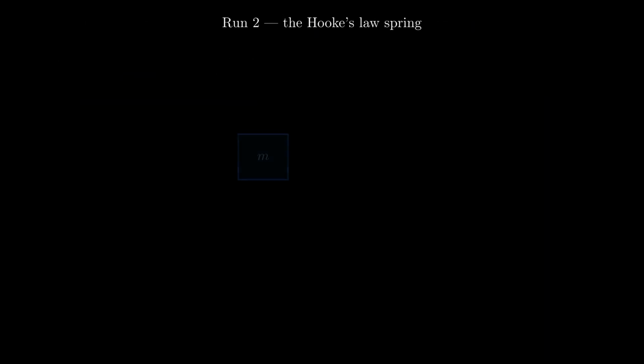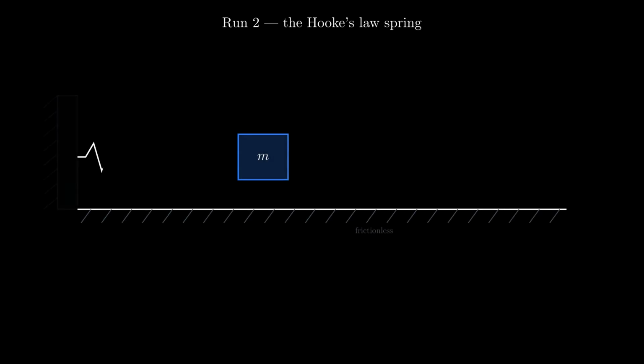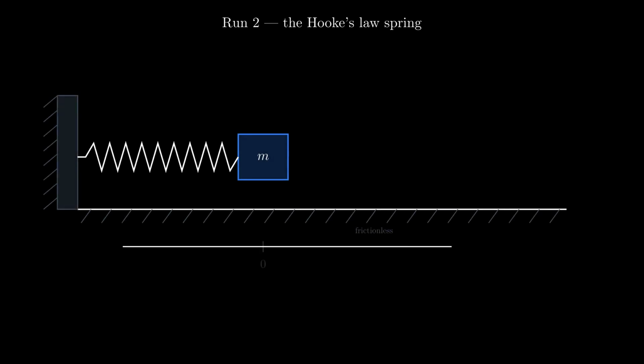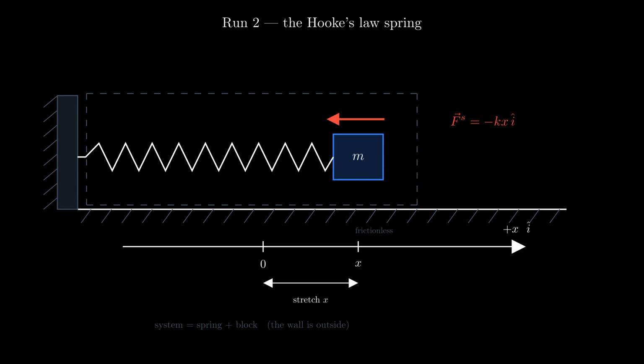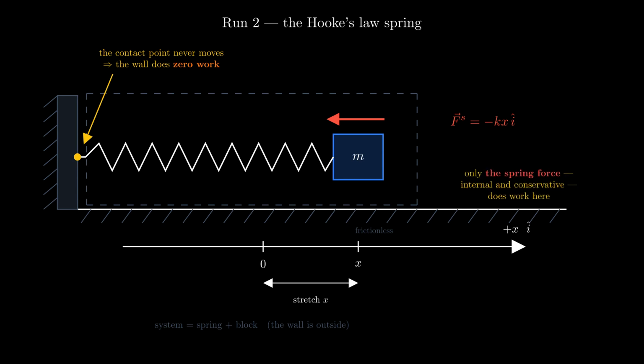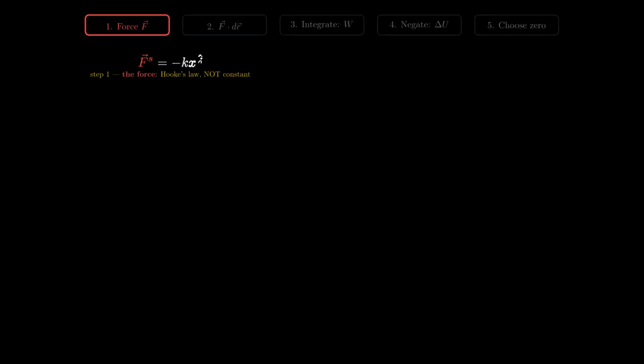Second run, a block of mass m on a frictionless surface tied by a spring to a wall. Put the origin at the block's center when the spring is relaxed, and point positive i-hat the way the block moves when the spring stretches. The wall does exert an external force, but its contact point with the spring never moves, so it does no work. Only the spring force, internal and conservative, does work here. Step 1. The spring force is minus kx in the i-hat direction. Not constant now, it grows with the stretch.